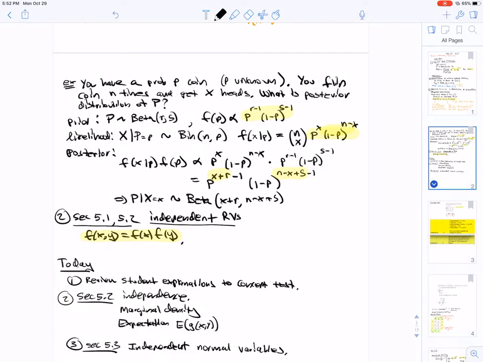Now the likelihood would be binomial here, and the variable part of that also has this same form, in this case p^x (1-p)^(n-x). The posterior then would be the product of these two variable parts. You can look at the powers of the p's and the 1-p's, and you see that the posterior is going to be a beta, in this case beta(x+r, n-x+s).